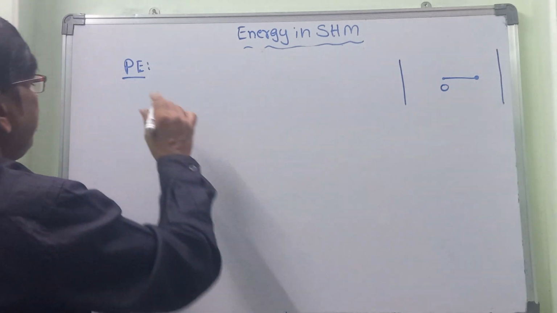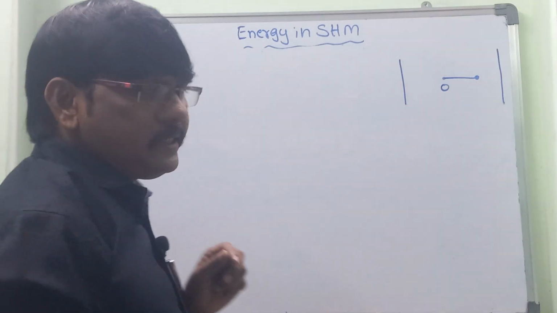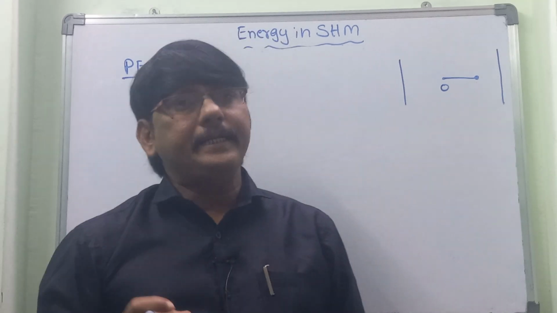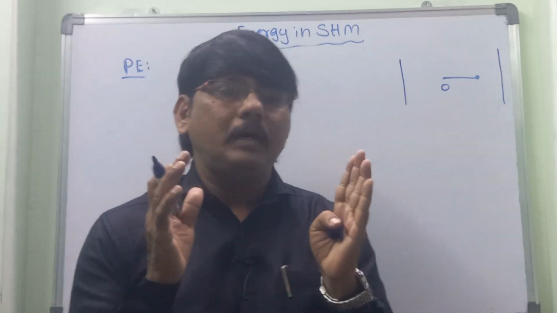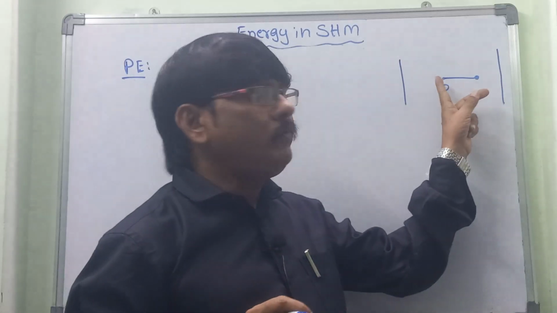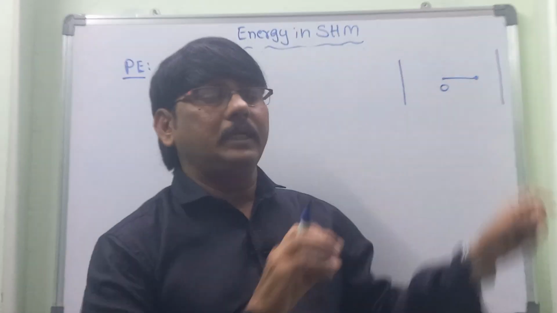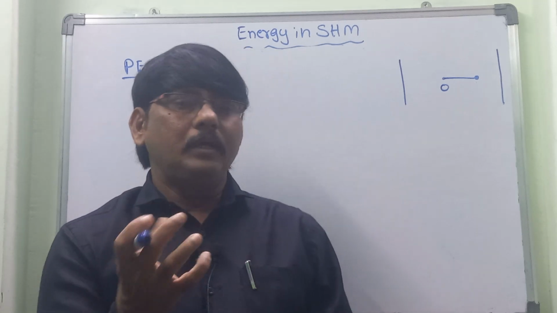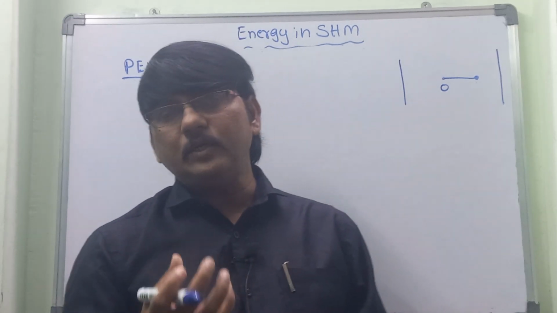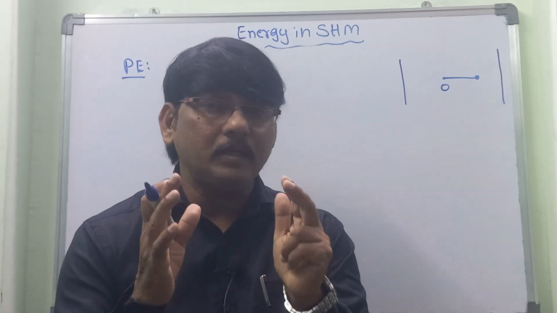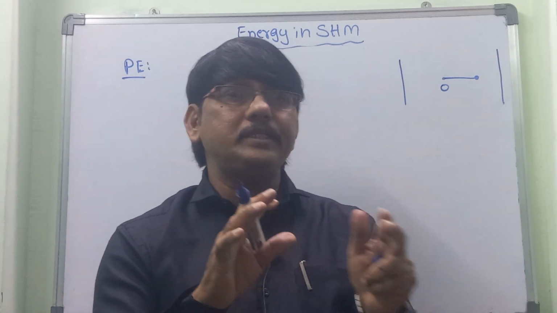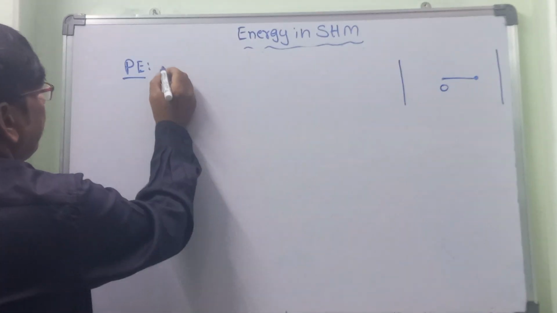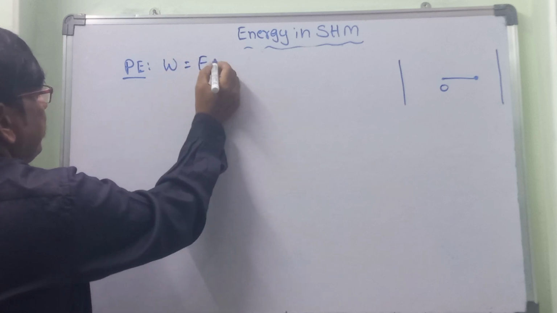So for potential energy, what can we consider? Potential energy is nothing but work done. Now let us take a spring. When we compress or stretch the spring, that spring is holding some energy, and that energy is called potential energy. The spring will do some work, so potential energy can be considered as work done also. Here the formula for work is force into displacement.